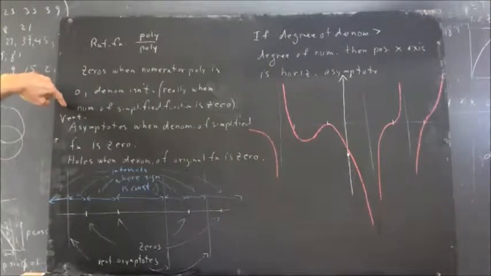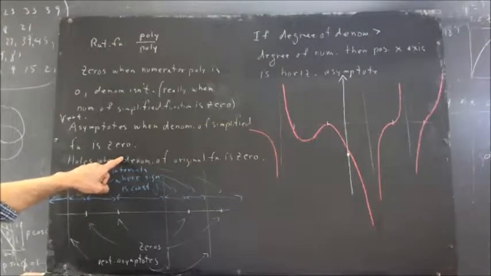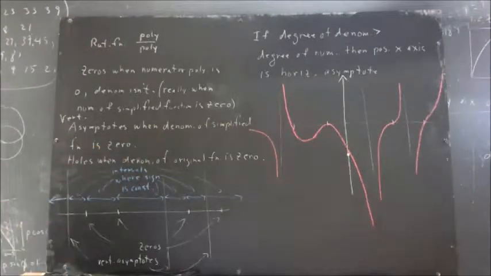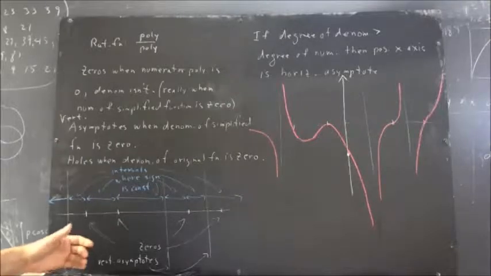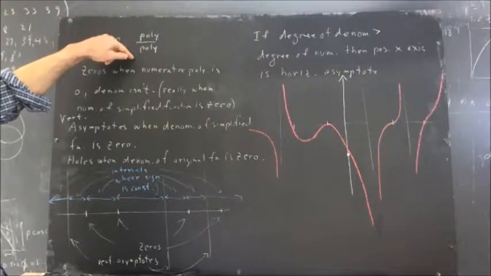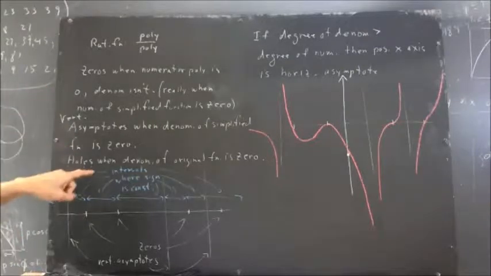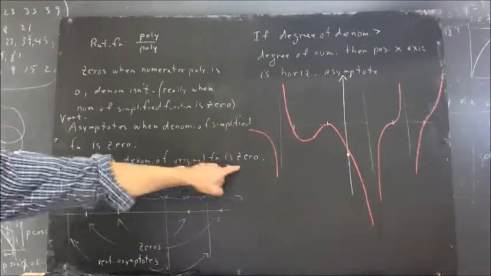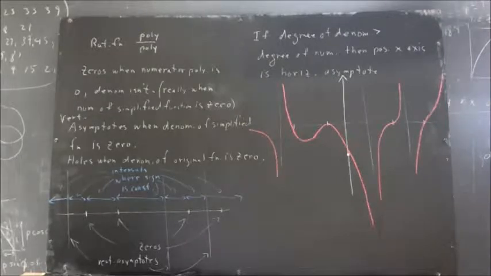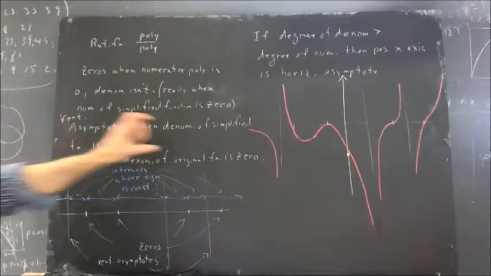Okay, you're going to get vertical asymptotes anytime the denominator of the simplified function is 0. You won't get a vertical asymptote when the denominator of the original function is 0 if it's matched by a 0 of the numerator. Okay, you have holes where the denominator of the original function is 0, whether the denominator of the simplified function would be 0 at that point or not.